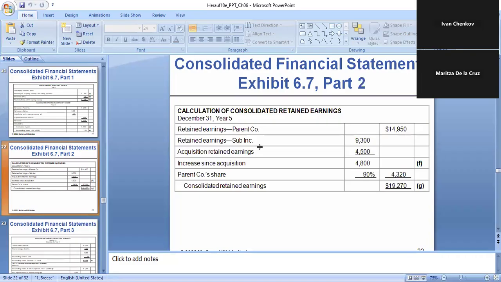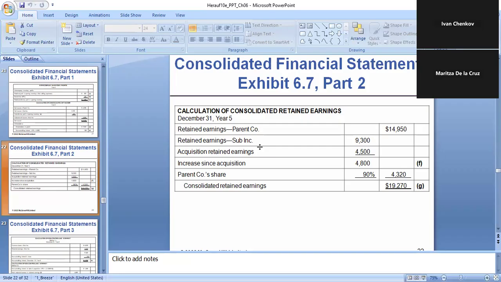Now let's see what's going to happen with the retained earnings. We're going to get our retained earnings. Then we're going to check the retained earnings of the subsidiary. What's the current retained earnings of the subsidiary? Then we're going to check what the retained earnings of the subsidiary was at the acquisition date. And then we're going to see how much the retained earnings increased from the acquisition until the year that we're doing the consolidation.